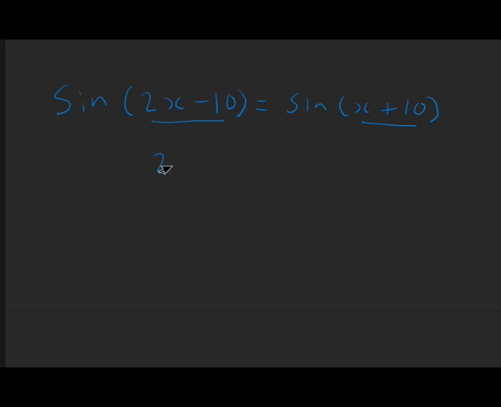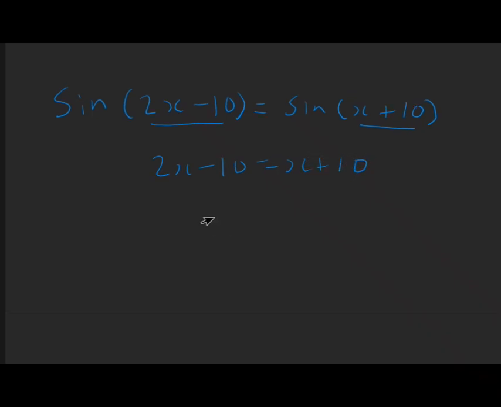So what we're going to do is just say 2x minus 10 equals x plus 10. Now whatever is on the left hand side, you're going to take it as x, and whatever is on the right hand side, you'll take it as a reference angle.